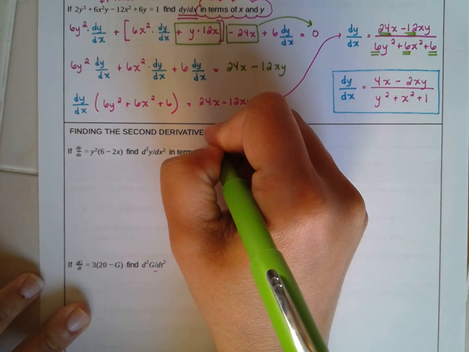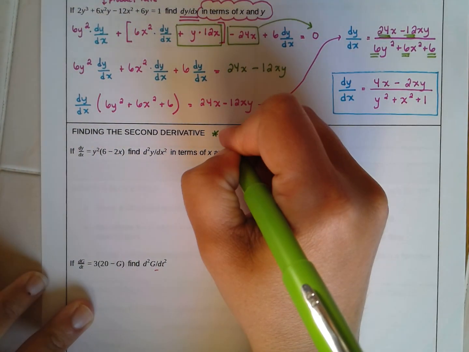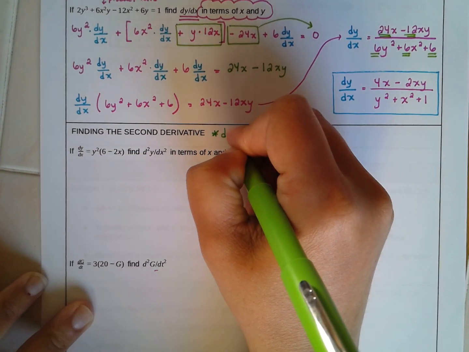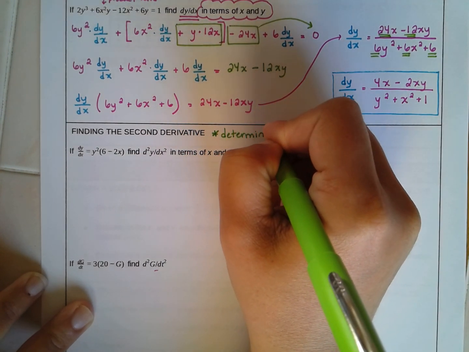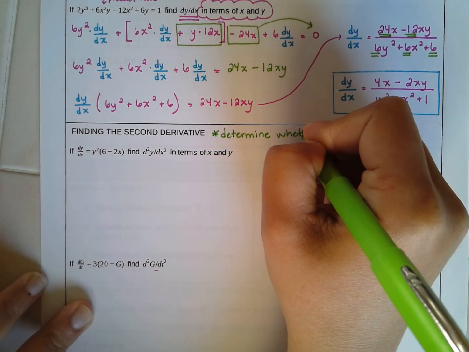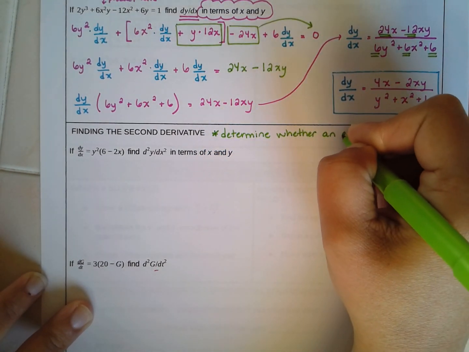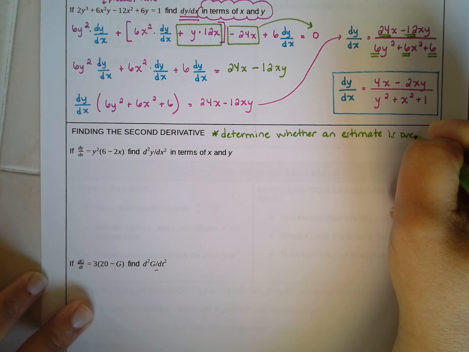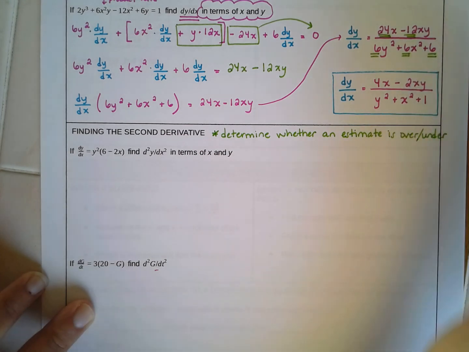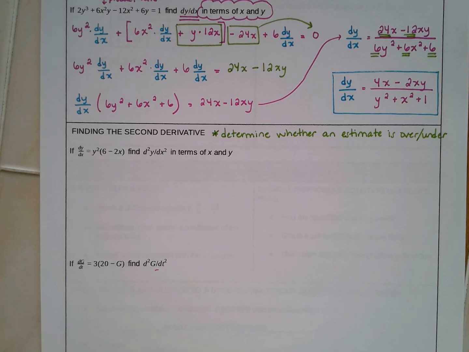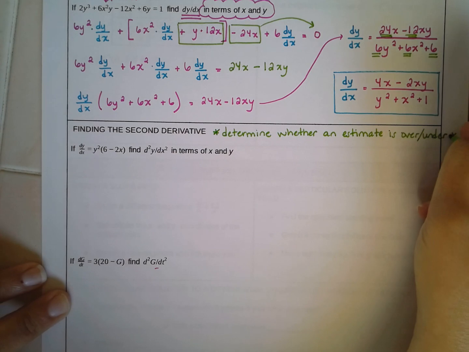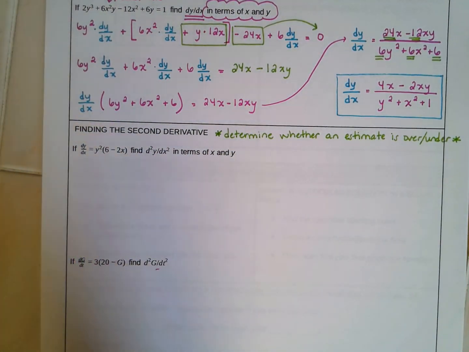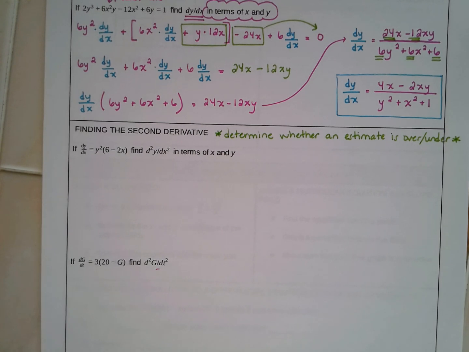Now, one scenario where you might be asked to find the second derivative is if you are trying to determine whether an estimate is over or under. So as we reviewed in our previous video, we can determine whether our estimate, especially using a tangent line, is an over or an underestimate using the concavity of the function. So since the second derivative is telling us about concavity, this might be a scenario where you need to find the second derivative in order to answer that question.